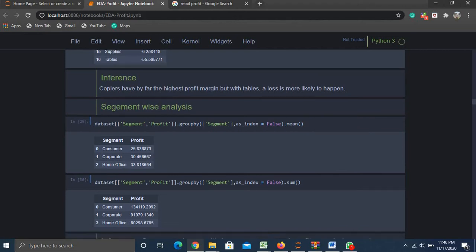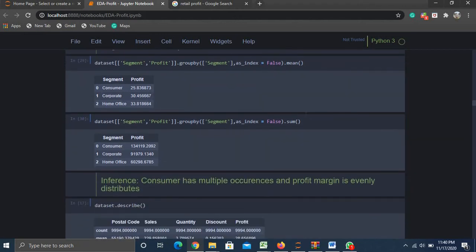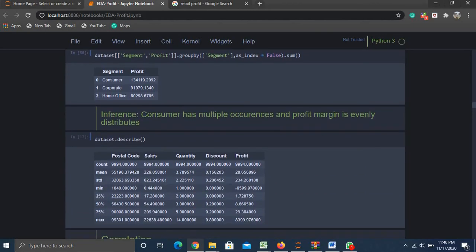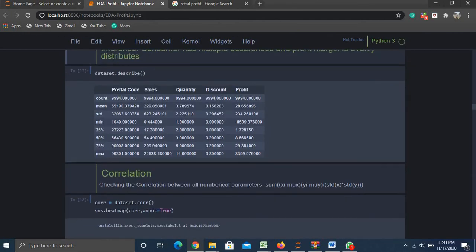So yeah, if you're doing a segment-wise comparison, there isn't too much of a difference. We are checking the sum and the mean. Consumer has multiple occurrences, and the profit margin is not an issue. So with dataset describe, we are just checking all the numerical variables: the mean, standard deviation, minimum, percentiles, and maximum.